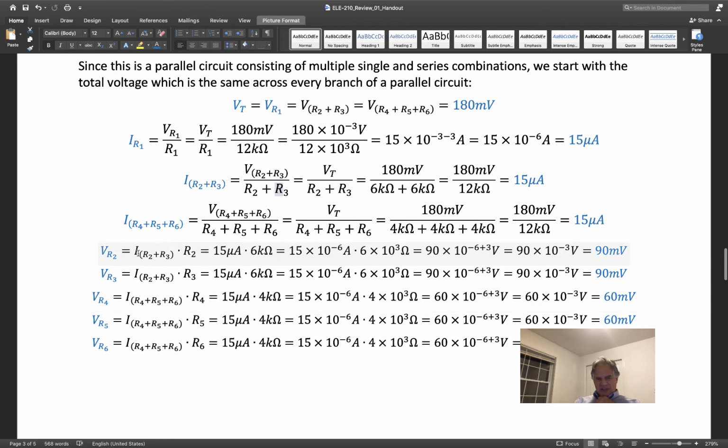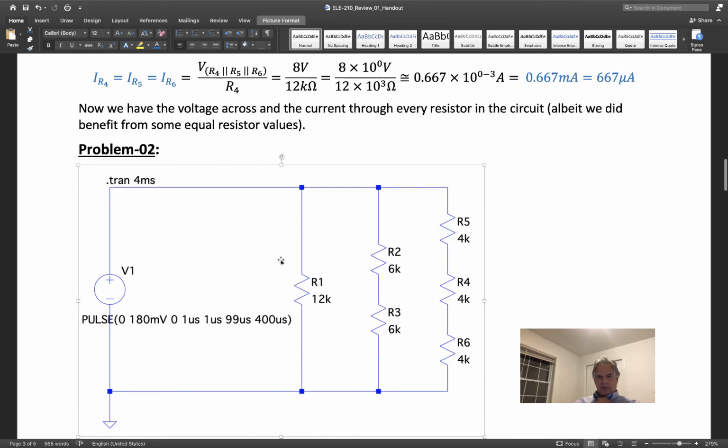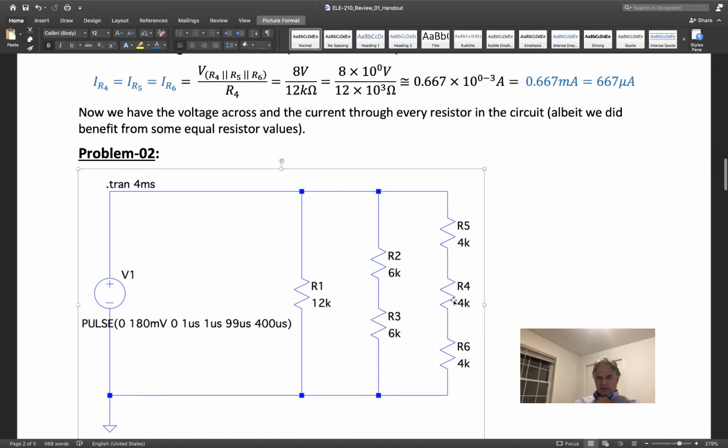Now, in that series combination, the middle branch where we have R2 and R3 in series, once again, I'll go back up here, R2 and R3 are in series. So this has the complete total voltage across them, 180. These are two equal resistors, so it's not surprising that they're going to have 90 millivolts across here and 90 millivolts across there. And here it's not surprising that you're going to have 60 millivolts, 60 millivolts, and 60 millivolts, because all of these have to add up to the 180 that's being applied to the circuit.